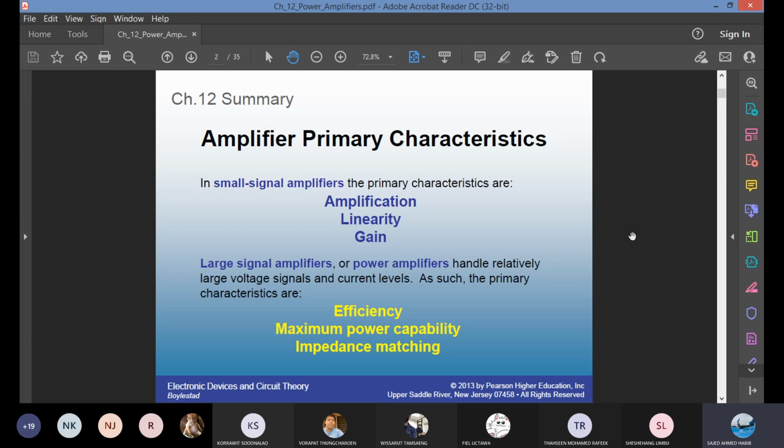Also, maximum power capability. These types of amplifiers should be built such that they can handle a large amount of power without breaking down. Impedance matching is another area of concern. If you have a multi-stage amplifier, between input and output, from one stage to the other, impedance matching should be done properly. We do not go deep into impedance matching in this course, but it is one of the reasons for having large signal amplifiers.